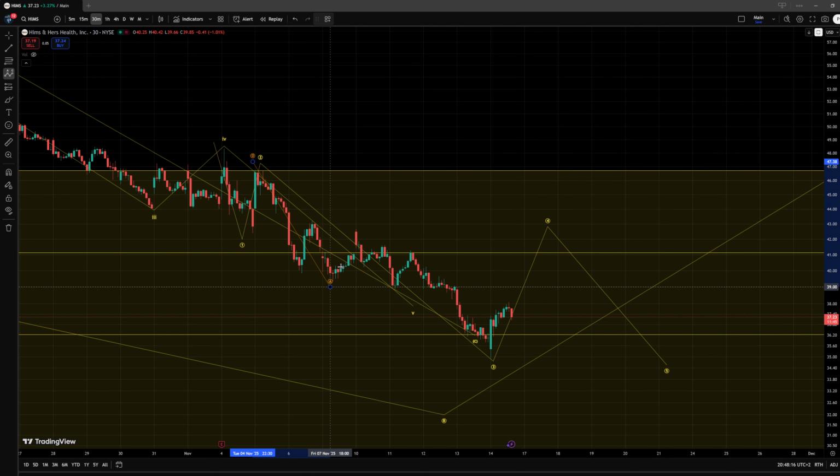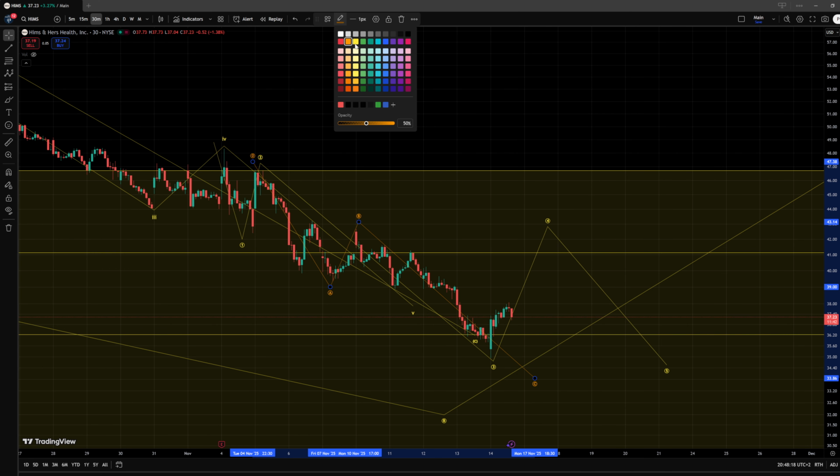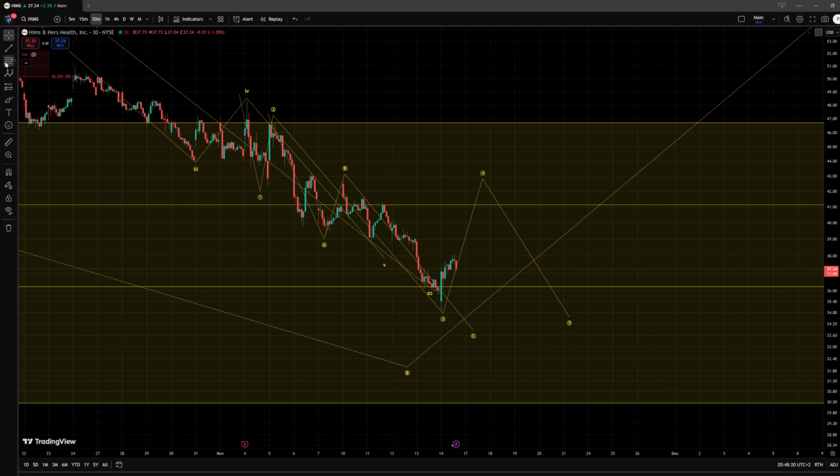Internally within this wave 3, well, I am tracking something like an ABC structure to be unfolding, and within this wave C, we are looking to form a 5-wave pattern to the downside within, again, an ending diagonal.